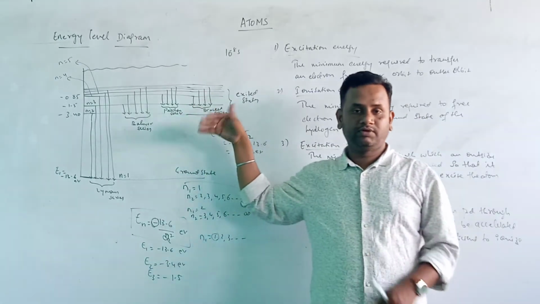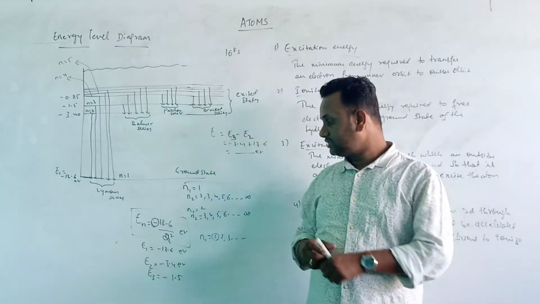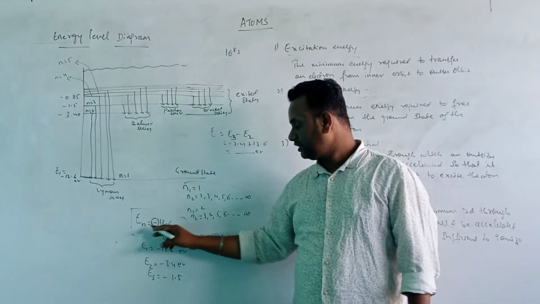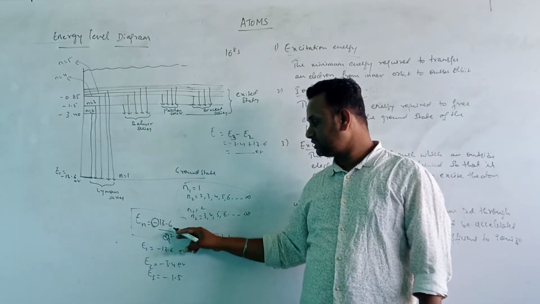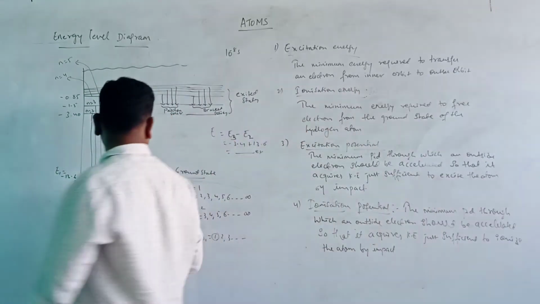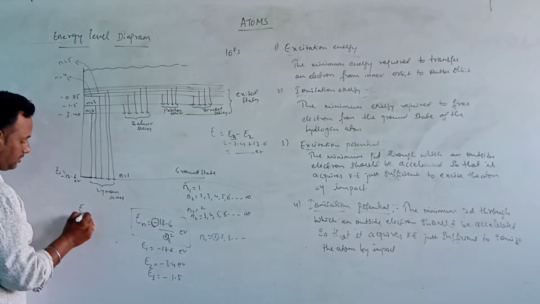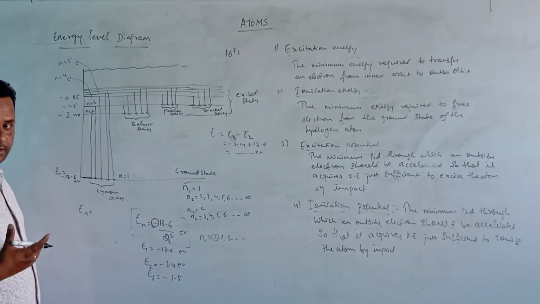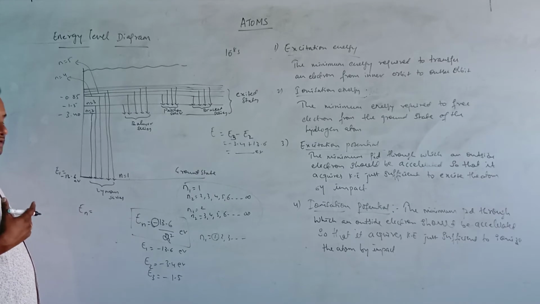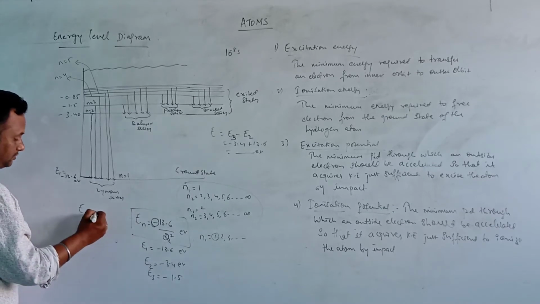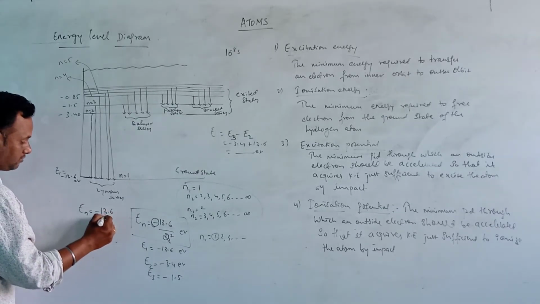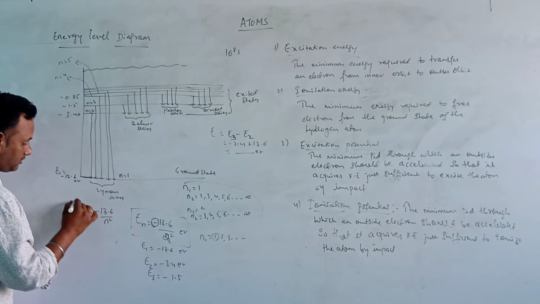It might be E1, E2, E3, E4. Generally we have this formula: En is equal to minus 13.6 divided by n square. You should remember this formula. If you want to know the value of the nth energy level, you should remember that it is minus 13.6 divided by n square.